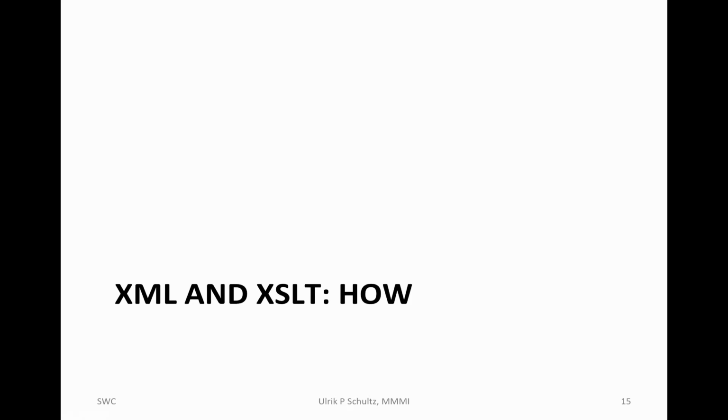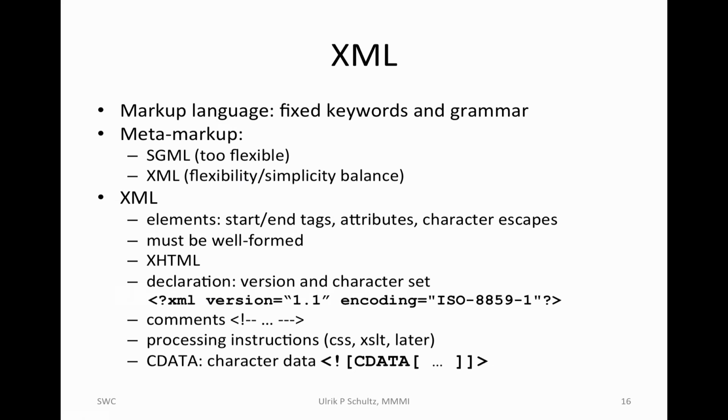How does this work? What's beneath it? This is just a quick overview. We could basically have lots of classes about this. So XML is a markup language, with fixed keywords and grammar. It's designed for meta markups, so markups of any kind of data. It's sort of an ancestor to HTML, which was too flexible. No one could figure out how to use it. So XML has start and end tags, and attributes. It has to be well formed, so matching tags. XHTML is a special version of HTML that obeys the XML spec. It needs to start with the declaration of version and character set. We can put comments and all kinds of other things in there.